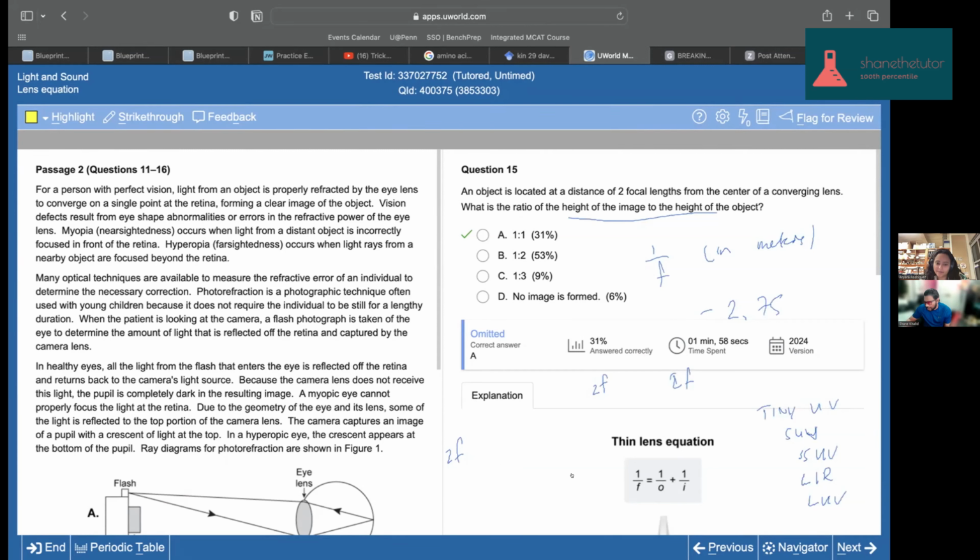I see. And then also you know that as you go down to get larger images, object distance goes down, image distance goes up. So that can help.